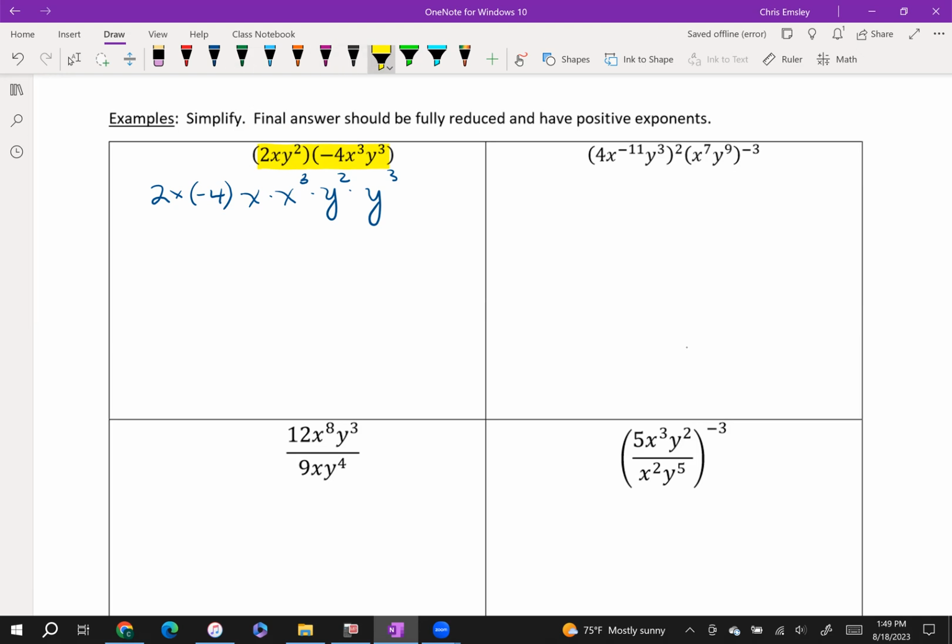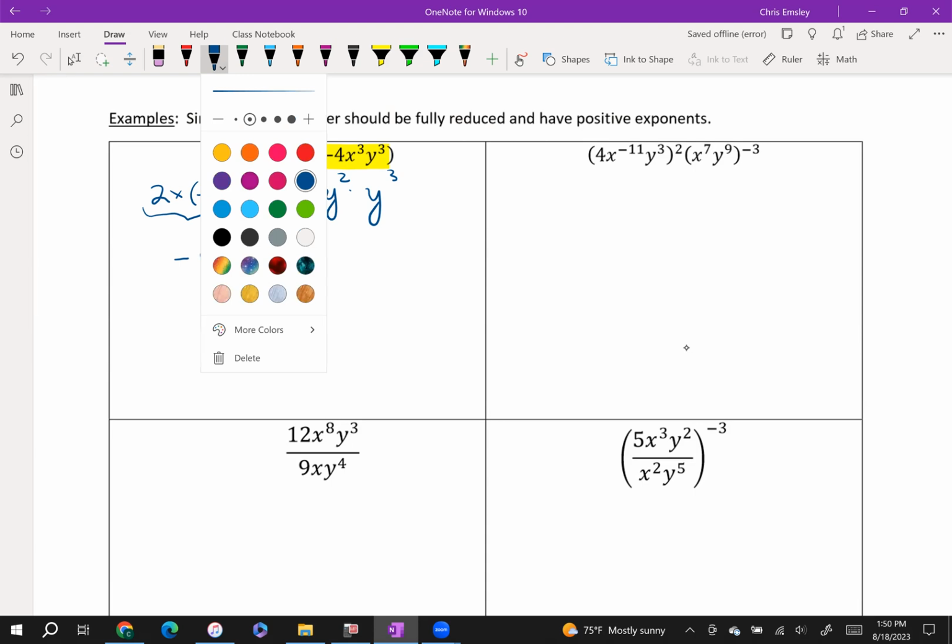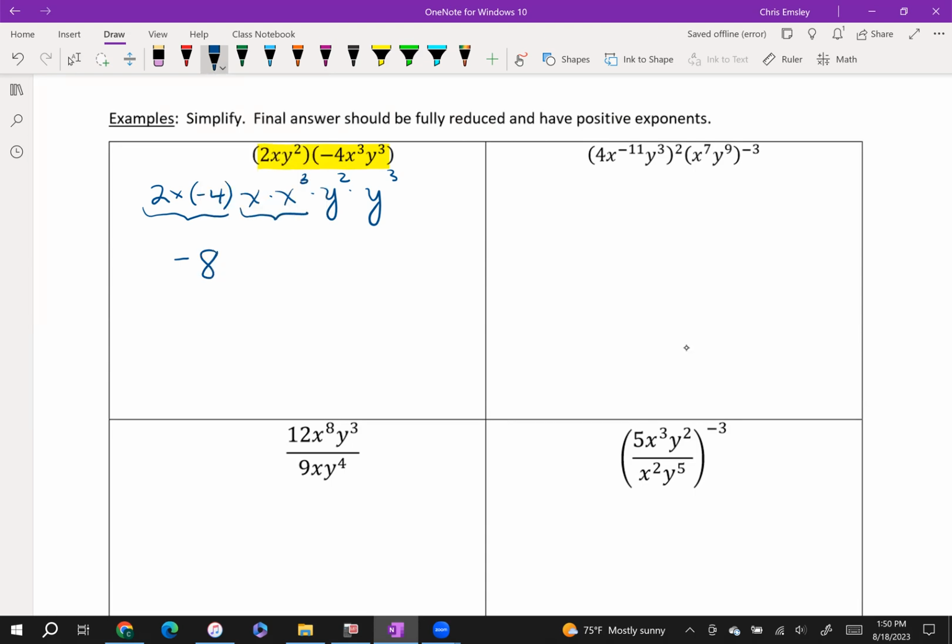So now I can go ahead. I kind of group things together on purpose. I put my two numbers out front. So 2 times negative 4 is negative 8. And then I grouped my x's together, matching bases. So these both have an x in the bottom. In order to multiply those together, we add their exponents. So here we have x to the first. If there is no exponent, it's to the first power, times x to the third. So this becomes x to the 1 plus 3, or x to the fourth power.